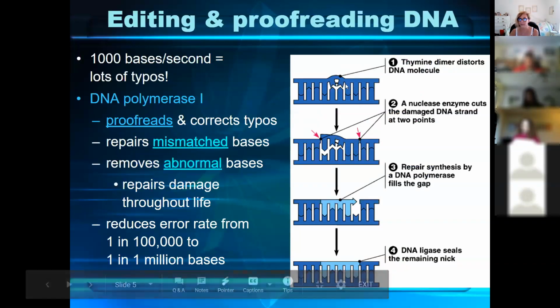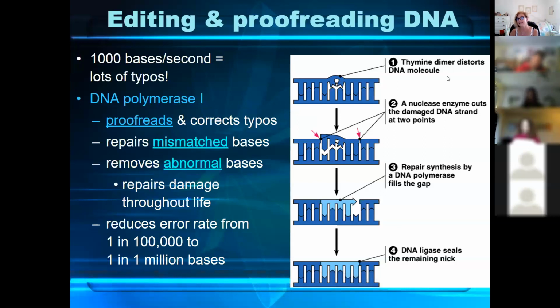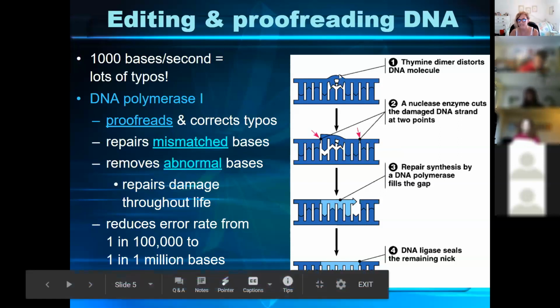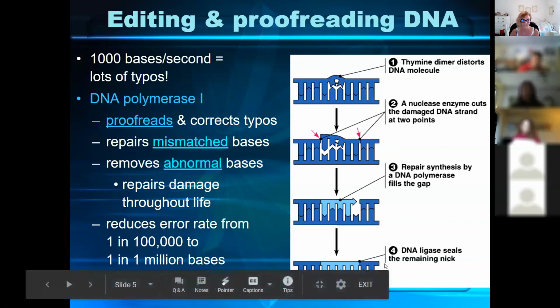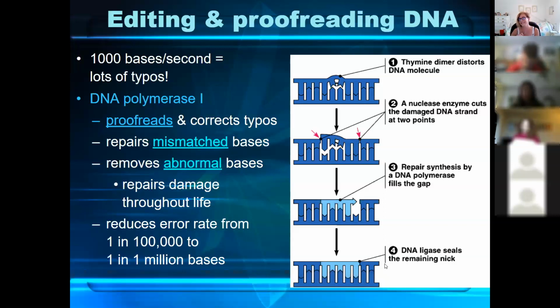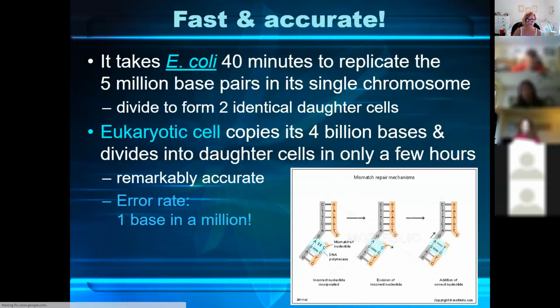So this is an example. Thymine dimer, it accidentally grabbed 2 thymines, right? And you only wanted the 1. So polymerase 3 adds the nucleotides. Polymerase 1 comes and says, whoa, that's not right. And it takes out the damaged part, and it puts in the correct piece. Ligase seals the gap. So this makes it so that we have much less error in our DNA replication. So far, so good.